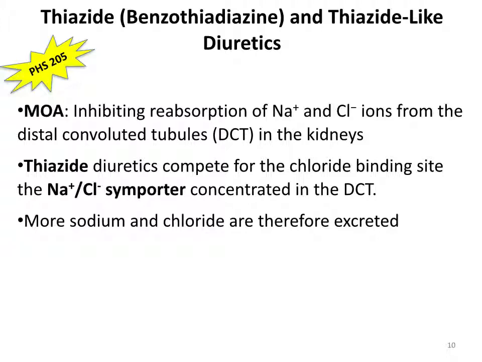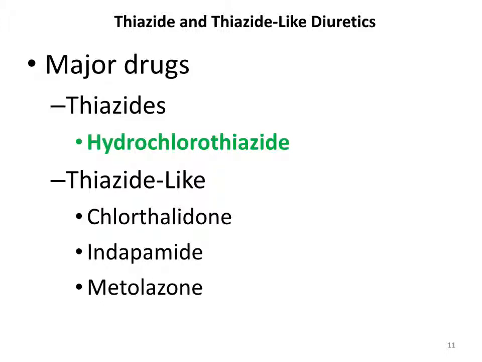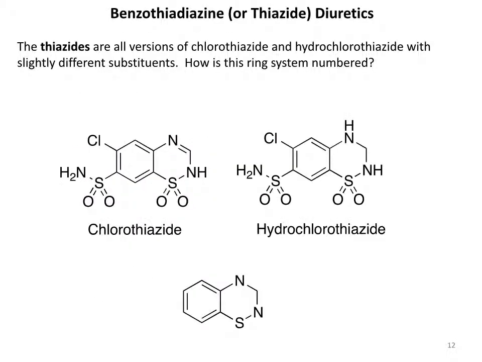So they're competing for the active site on that symporter, competing for chloride binding. More sodium and chloride are therefore excreted, so that binding site doesn't hold on to the chloride ion as much. So we have thiazides and thiazide-like drugs. Hydrochlorothiazide is the most common. The thiazides are all versions of these ring systems with slightly different substituents.